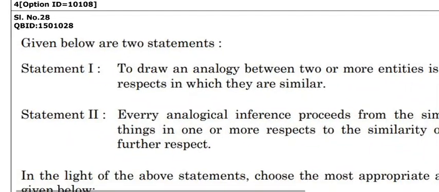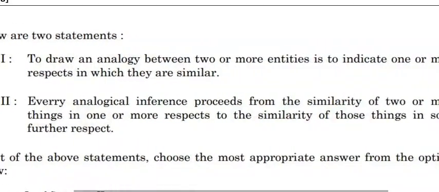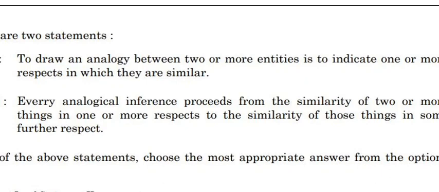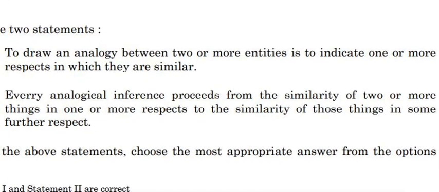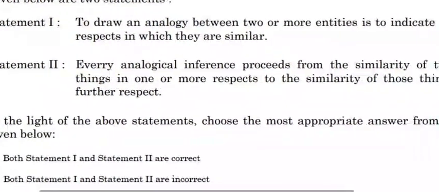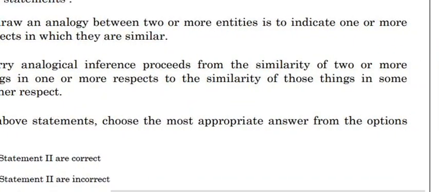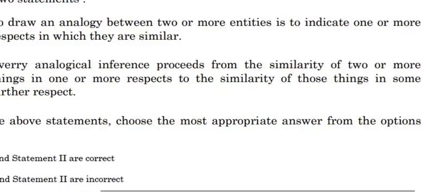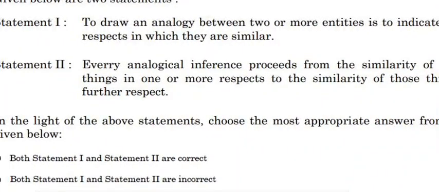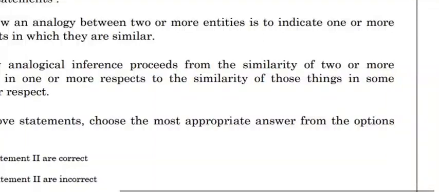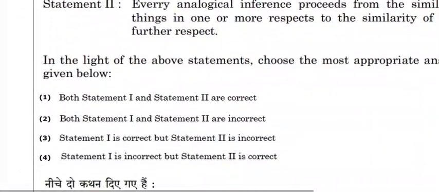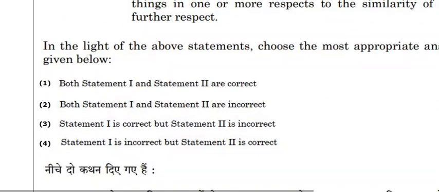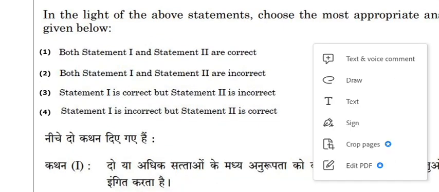28. Given below are two statements. Statement 1 says to draw an analogy between two or more entities is to indicate one or more respects in which they are similar. Statement 2 says every analogical inference proceeds from the similarity of two or more things in one or more respects to the similarity of those things in some future respect. So these are the options. I will not read the options, but let me give you the correct option as per my research. It will be both statement 1 and 2 are correct.